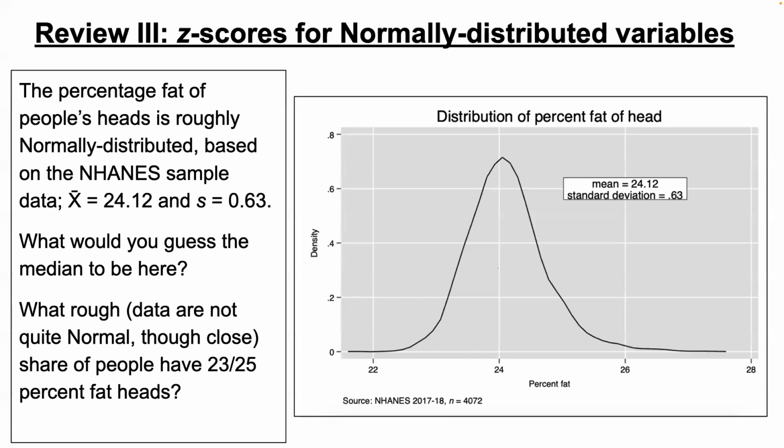What share of people have 23 to 25% fat on their heads? And this forward slash, in a lot of programming contexts, means 23 to 25 inclusive, where 23-25 would be confusing. So what percent of people have 23 to 25% fat on their heads, inclusive?